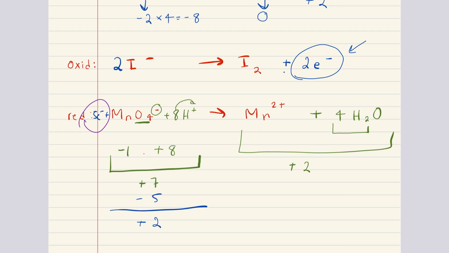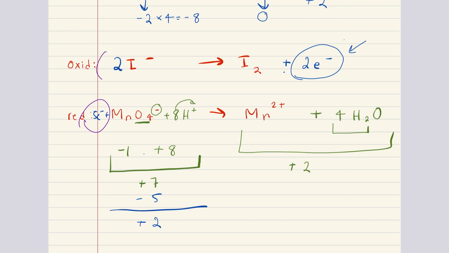This is good. They're on opposite sides so that when we add this together, they're going to cancel each other out. But the problem is we have 2 and 5. Those aren't going to properly cancel each other out. What we're going to do is multiply each half reaction by the appropriate coefficient that's going to get us to have an equal number of electrons on both sides.